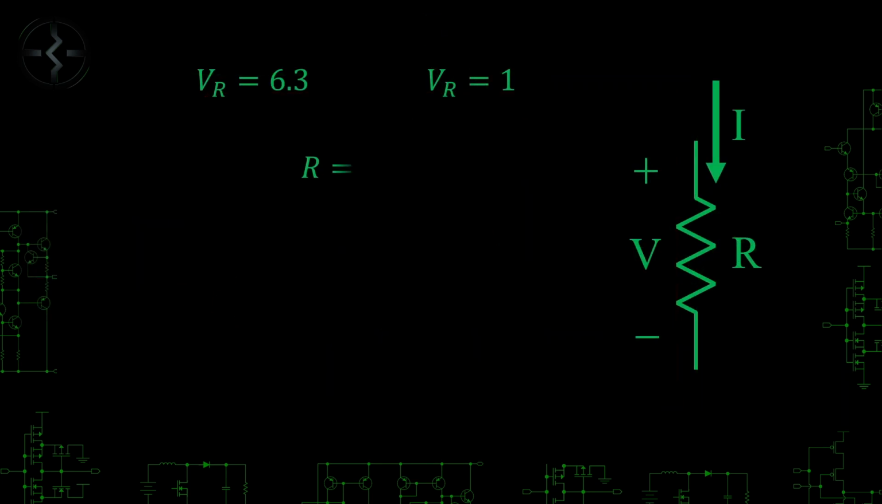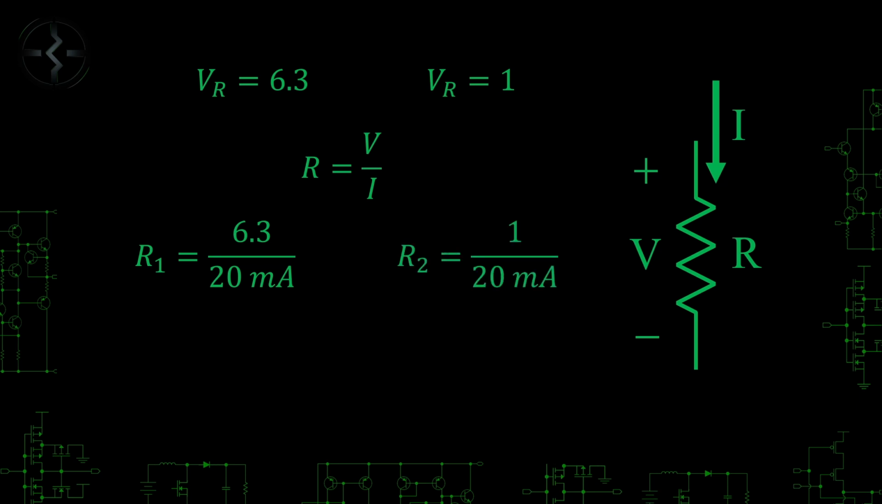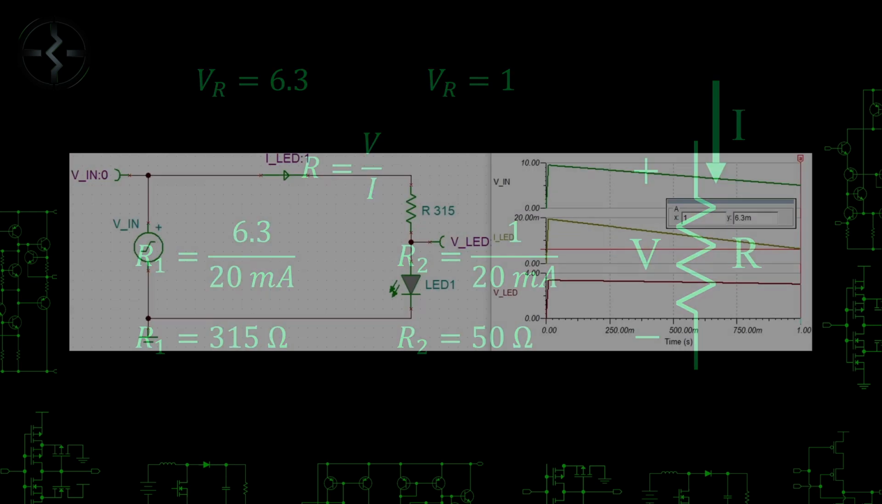I'm going to use this form of Ohm's law because I know voltage, which we just calculated, and current, which is given to us in the LED datasheet as 20 milliamps. Solving both sides gives R1 is 315 ohms and R2 is 50 ohms. So which value do we use? Let's look at what happens in each case.